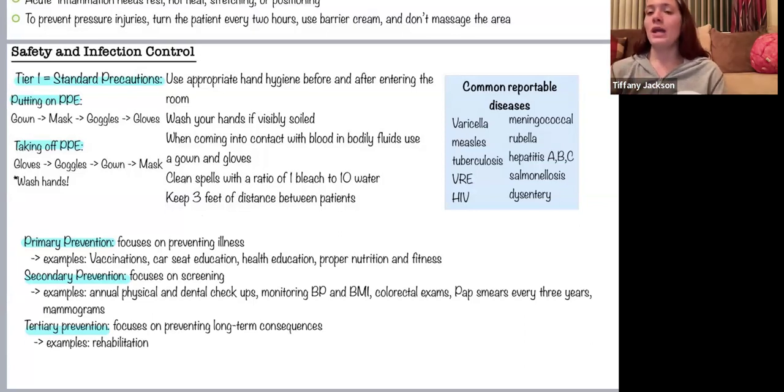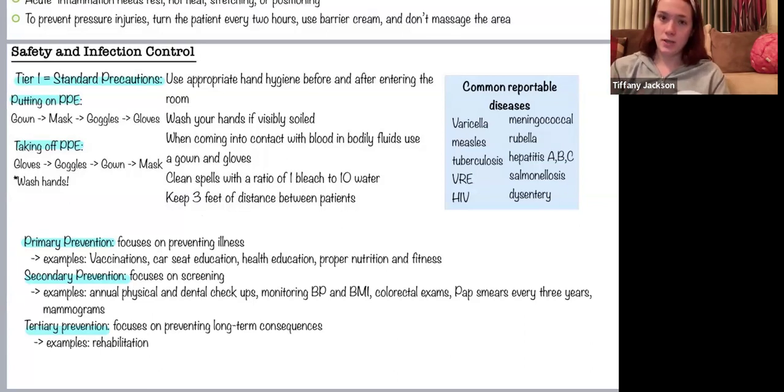We're going to use appropriate hand hygiene before and after entering the room. We are always going to wash our hands if they are visibly soiled. If you're ever going to come into contact with blood and bodily fluids, we must use gown and gloves. You can clean spills with a ratio of 1 bleach to 10 water. And we always keep 3 feet of distance between patients.